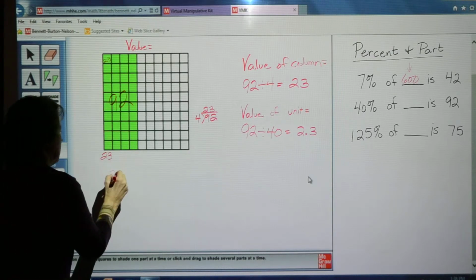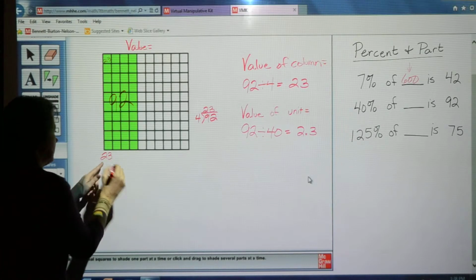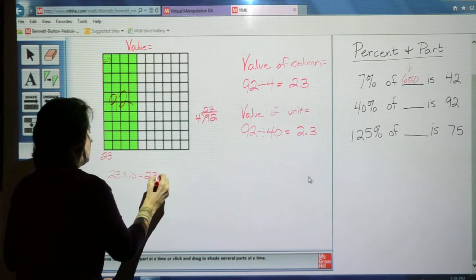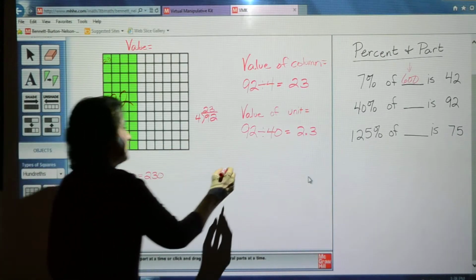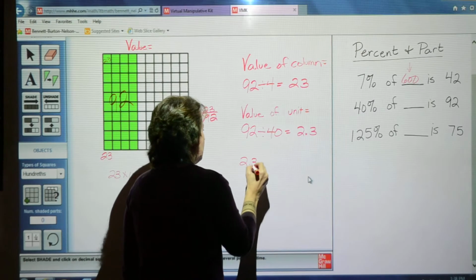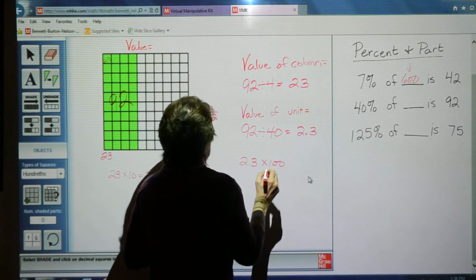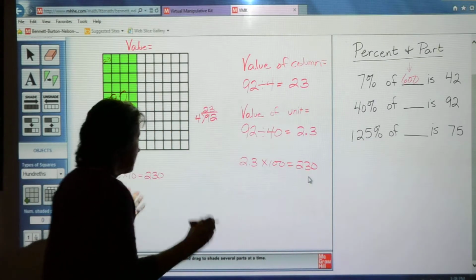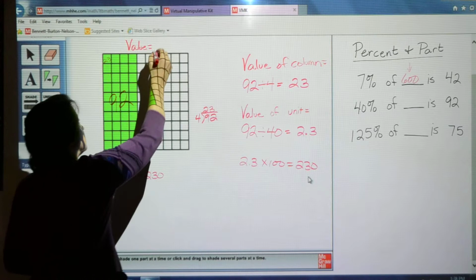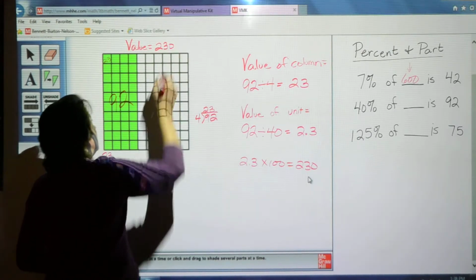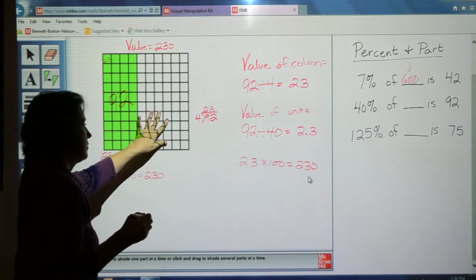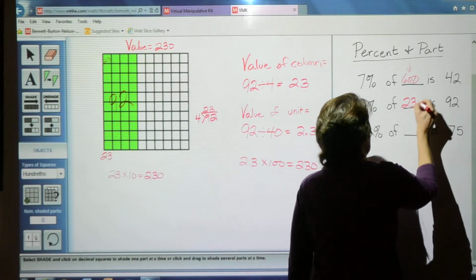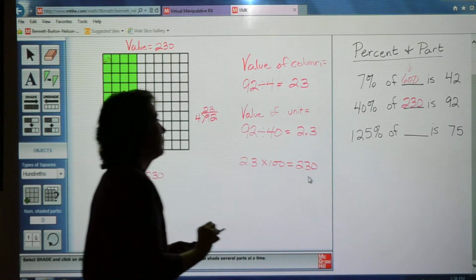I can do 23, the value of 1 column, times 10, how many columns there are, which will give me 230. Or I can do 2.3, the value of 1 square, times 100, how many little squares there are, which will give me 230. In both cases, I'm going to get the same ultimate answer, which means that the value of this entire block is 230, and that's my answer. That's what I'm trying to find out. What is the value of the entire block? All right?